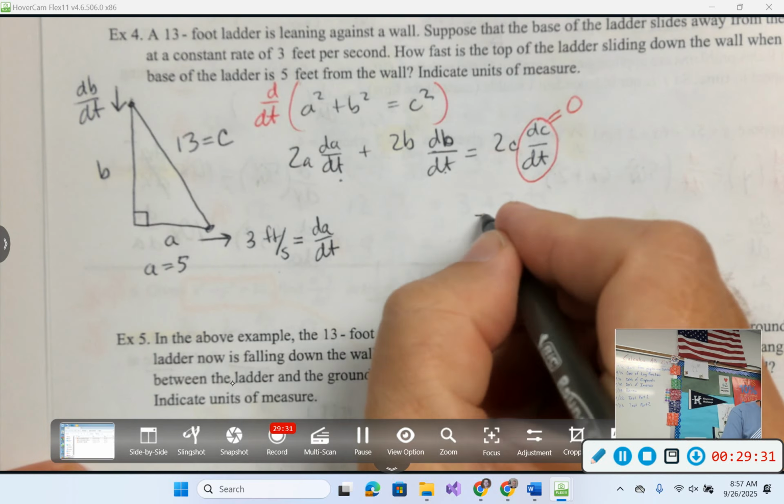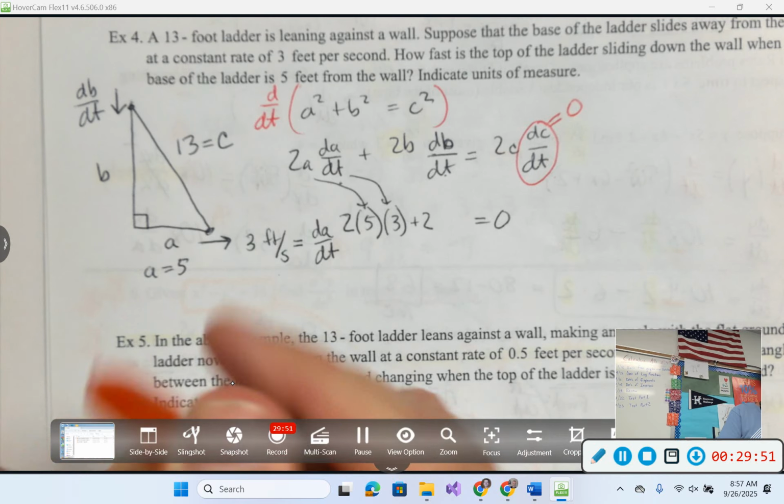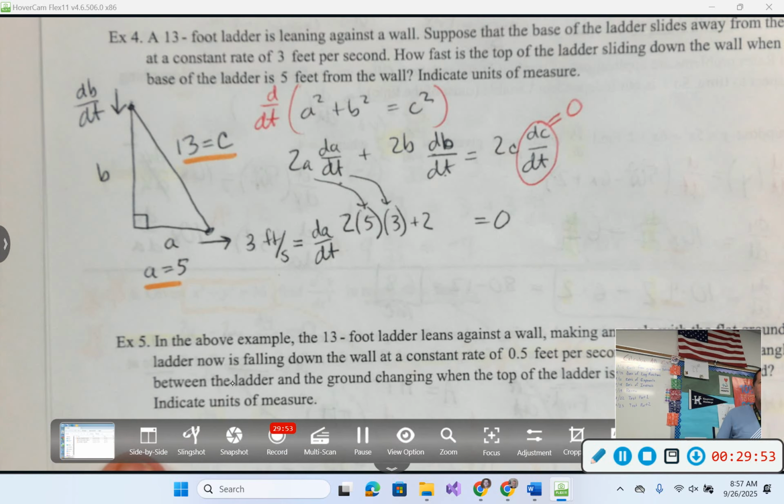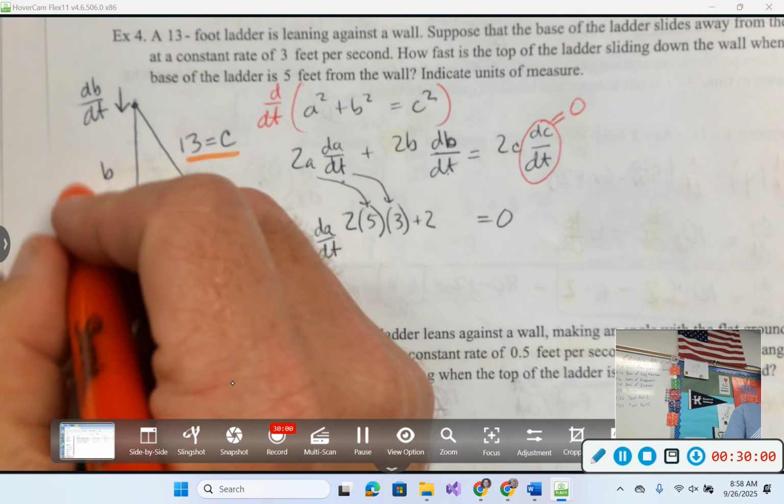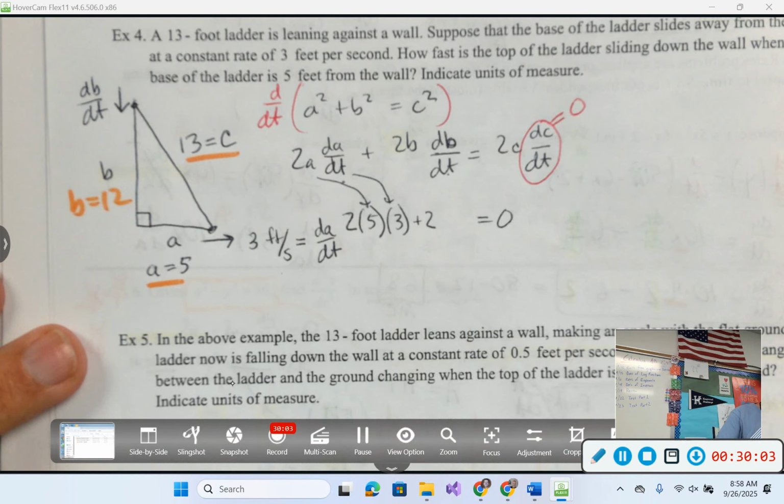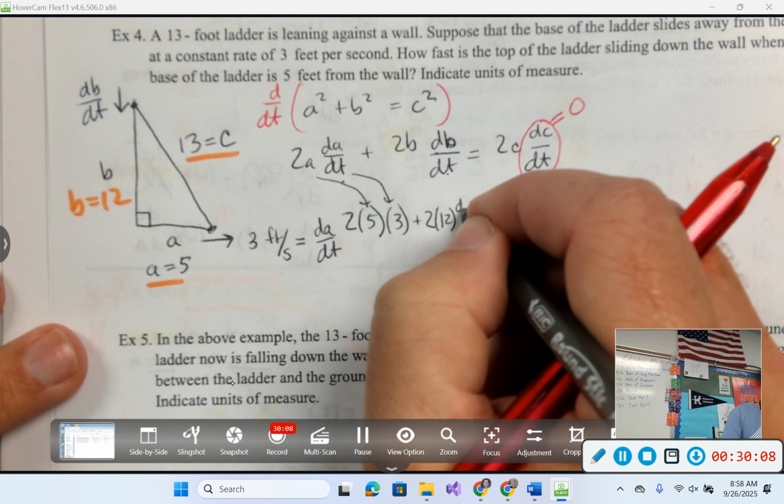Let's see. So I guess I'll leave the 2's in there. 2 times a is 5, dA dt is 3. Right, I'm just plugging in my pieces here. I don't know b. I mean, maybe I know b. Any geometry all-stars remember that special right triangle? That Pythagorean triple is the fancy word? 5, 12, 13. So B is 12. And dB dt is what we're looking for.